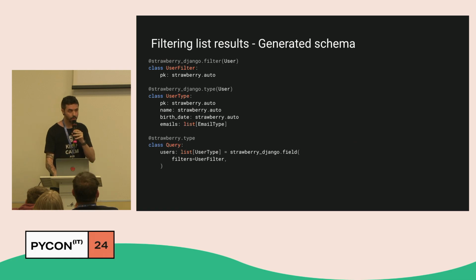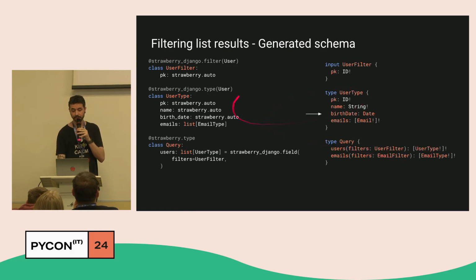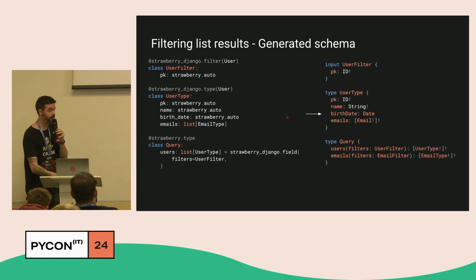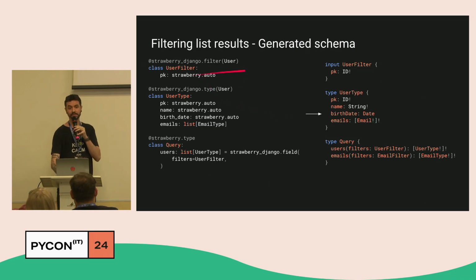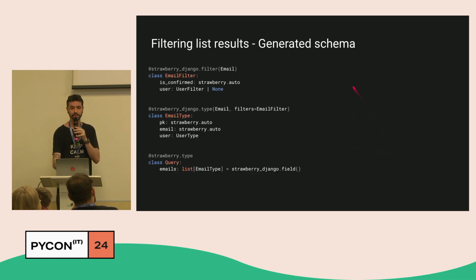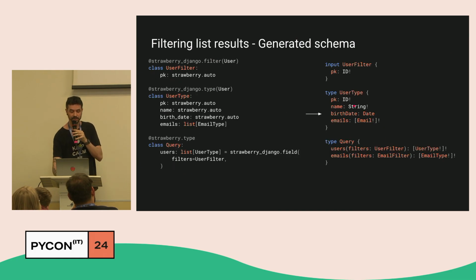And what this will do is basically generate this query for you, so you can see that this user filter is generating, it is not a type, it is very similar, but it is like a GraphQL concept. I'm not going to go into details in here, but it is an input that can be received as an argument for the users in here, so you can use it to filter. The same for the emails and so on.